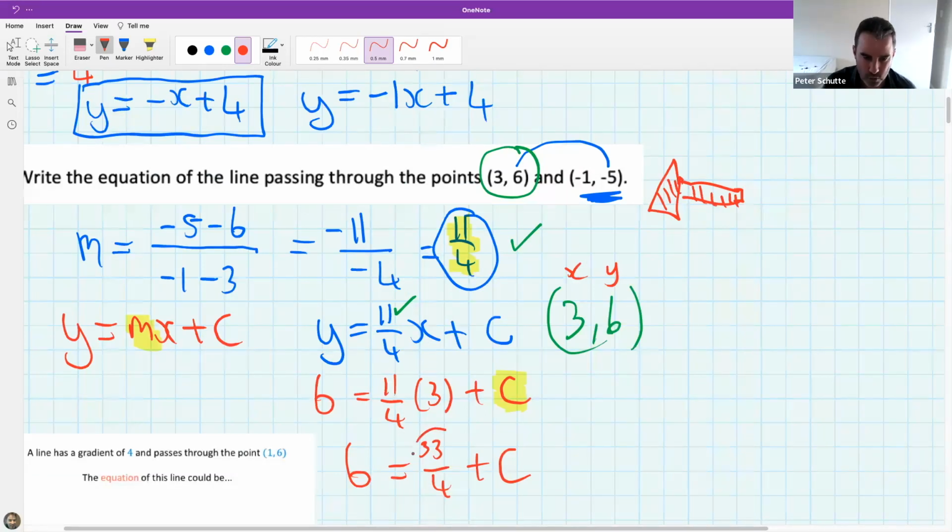And now I want to move this away. So I'm going to get 6 minus 33 over 4 equals C. Can someone tell me what C is?